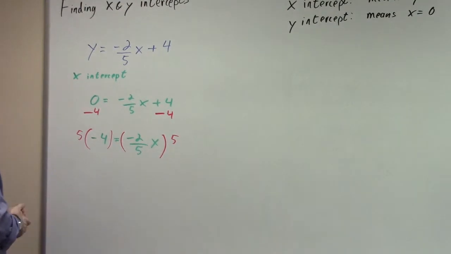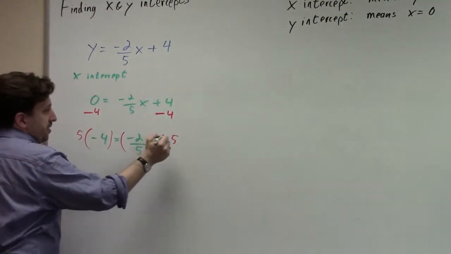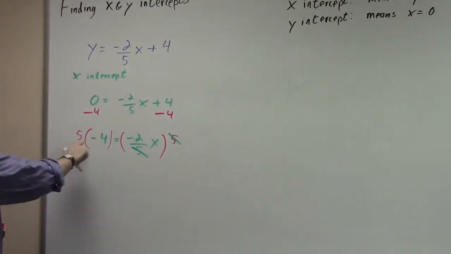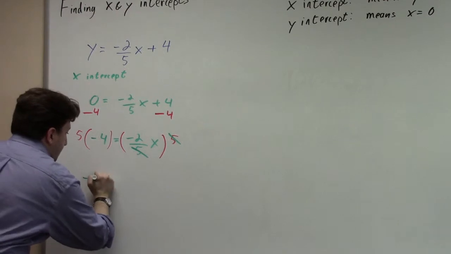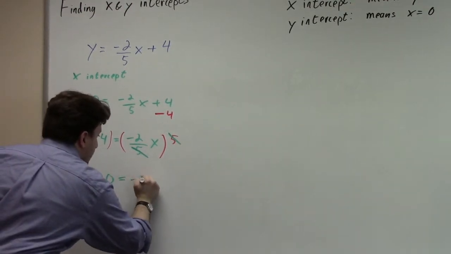All right. Now, when I carry this out, I'm going to simplify this side first, and these two 5's here are going to cancel each other out. And then I'm going to multiply this out, and that's going to give me negative 20 equals negative 2x.